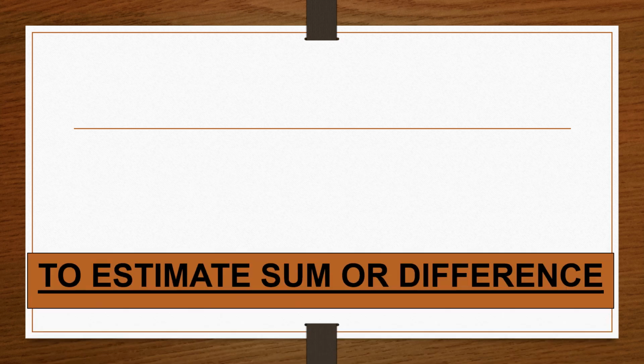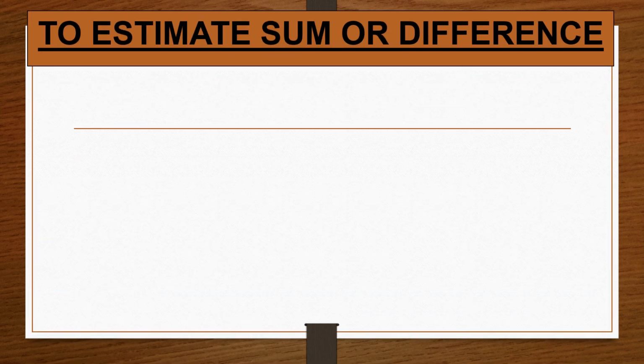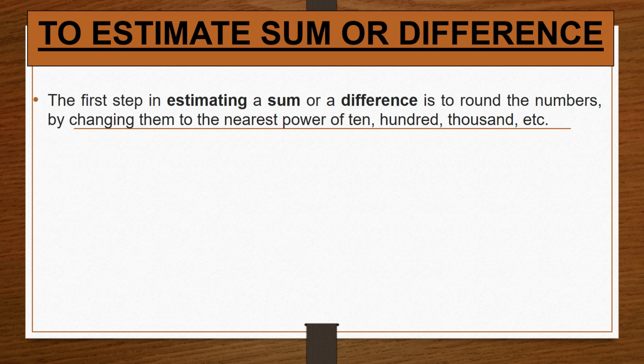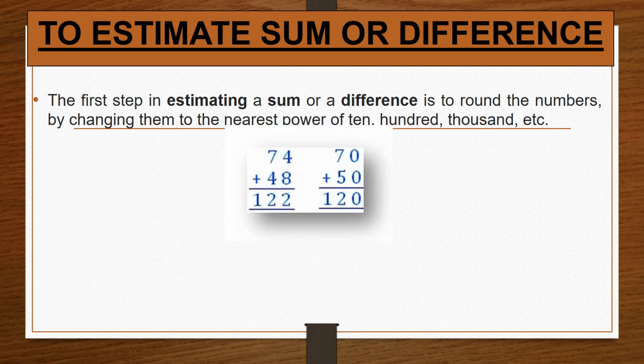We are clear about the concept of estimation from my previous video. So let's start to estimate a sum or difference. The first step in estimating a sum or a difference is to round the numbers by changing them to the nearest power of 10, 100, 1000, etc. Let's take an example. 74 plus 48 is 122.